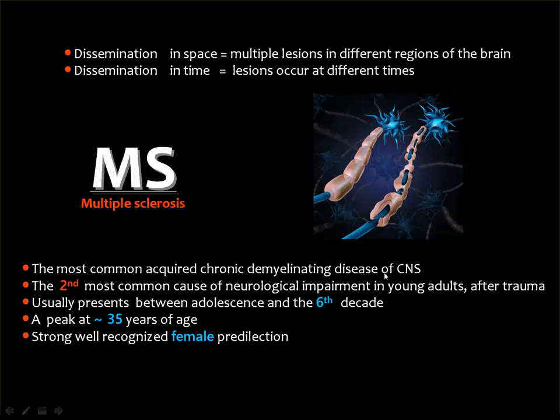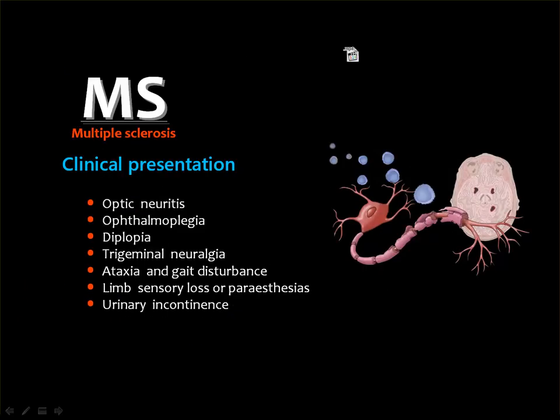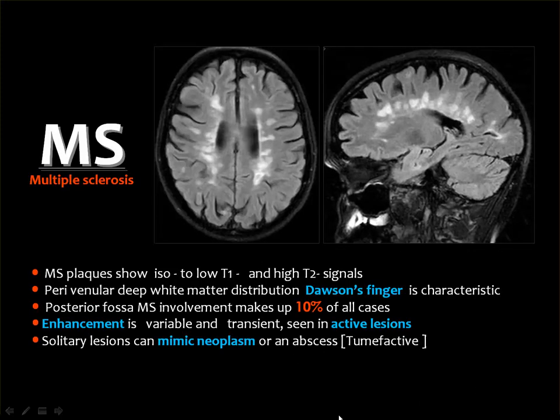Then the most common acquired chronic demyelinating disease is MS, and the second most common to produce neurological deficits after trauma. Usually the patients present between adolescence and the 6th decade, with a mean age of about 35 years, with a strong predilection for females. Then the clinical presentation is very familiar to all of you, including optic neuritis, ophthalmoplegia, diplopia, trigeminal neuralgia, ataxia, sensory affection, and sometimes urine incontinence.